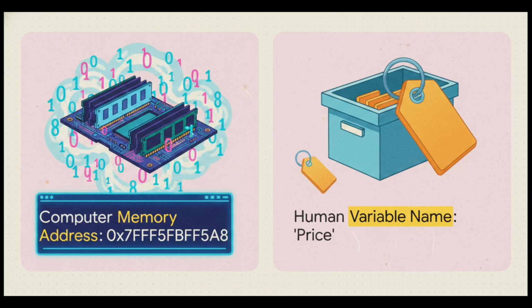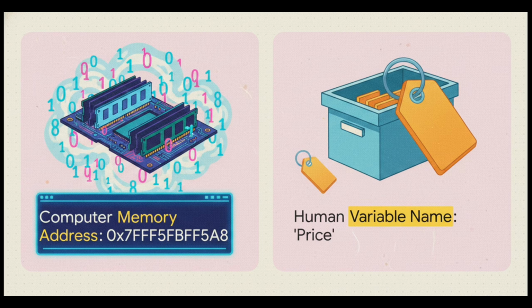There is a huge contrast between how a computer thinks and how we think. A computer actually identifies a location in its memory using these complex, intimidating hexadecimal addresses, like 0x75FF5FABBFF5A8. Can you imagine trying to write a recipe or a program where you had to memorize thousands of those numbers just to find your data? No way. It'd be nearly impossible.